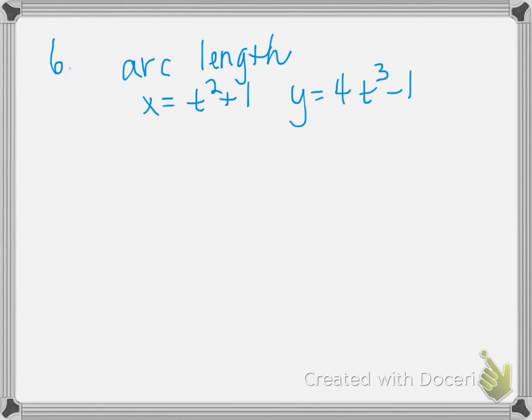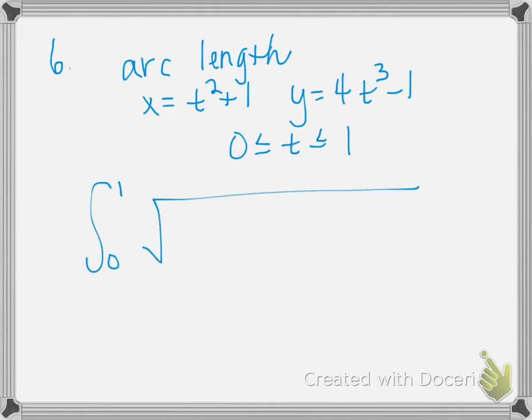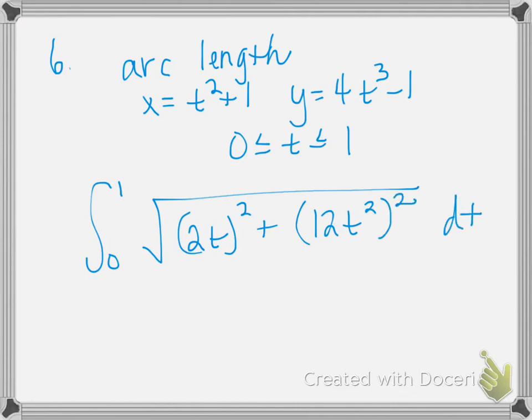Okay, I promise this is the last one. Let's say that we want to find the arc length. And we know that x is t squared plus 1. We know that y is 4t cubed minus 1. And we're going from 0 to 1. Your formula says that you do the integral from 0 to 1, square root, each derivative squared. 2t squared, and then 12t squared squared. And if you put that in the calculator, I don't have what the final answer is, but you could put that in the calculator to find the final answer.